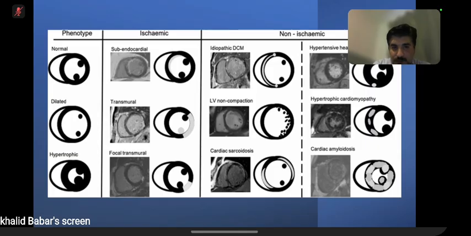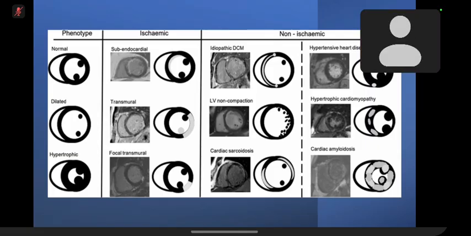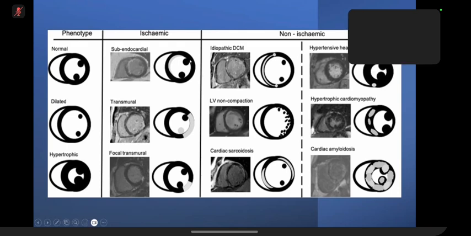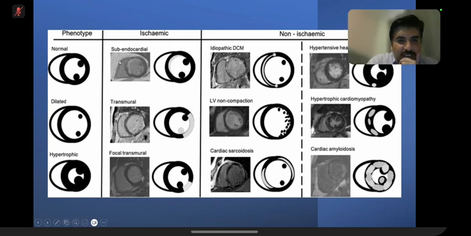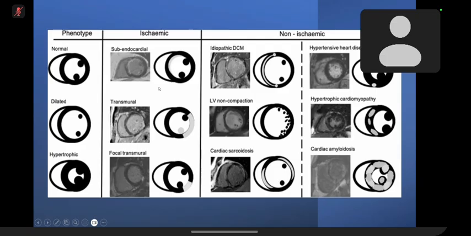Candidate number 2, can you unmute yourself, please? Yes. So candidate number two, what do you think about this pattern of enhancement, and which vessel is involved? Because it involves the septal wall, subendocardial, I think this is the territory of the right coronary artery.